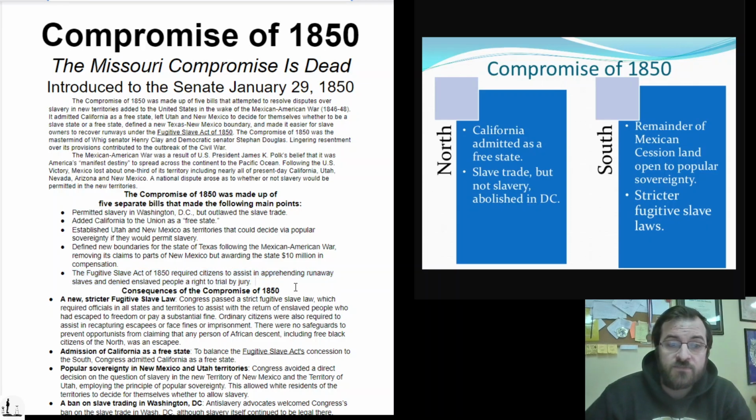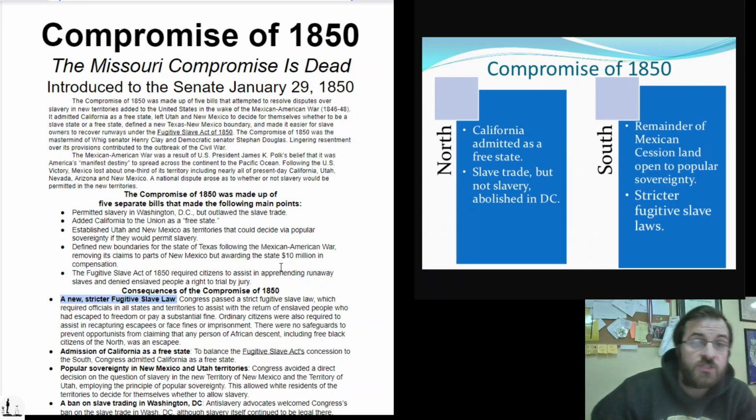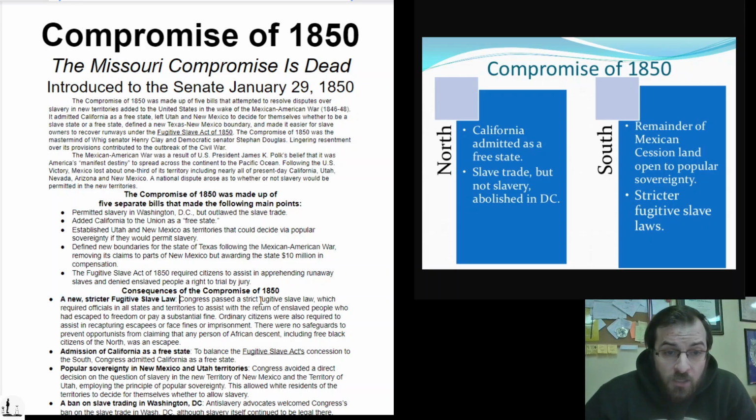Consequences of the Compromise of 1850. Well, the biggest one is a new, stricter fugitive slave law. Congress passed a strict fugitive slave law which required officials in all states and territories to assist with the return of enslaved people who had escaped to freedom or pay a substantial fine. You had to pay money for this. Ordinary citizens were also required to assist in recapturing escapees or face fine or imprisonment. They could put you in jail.